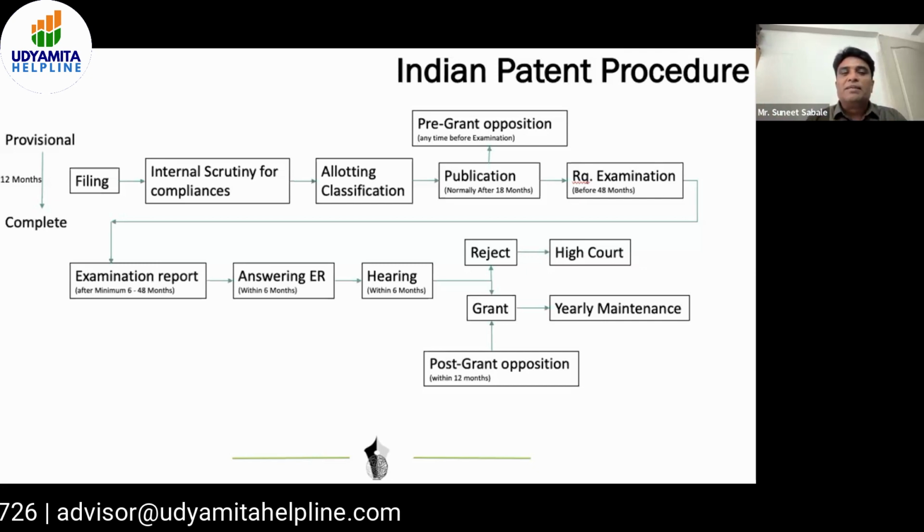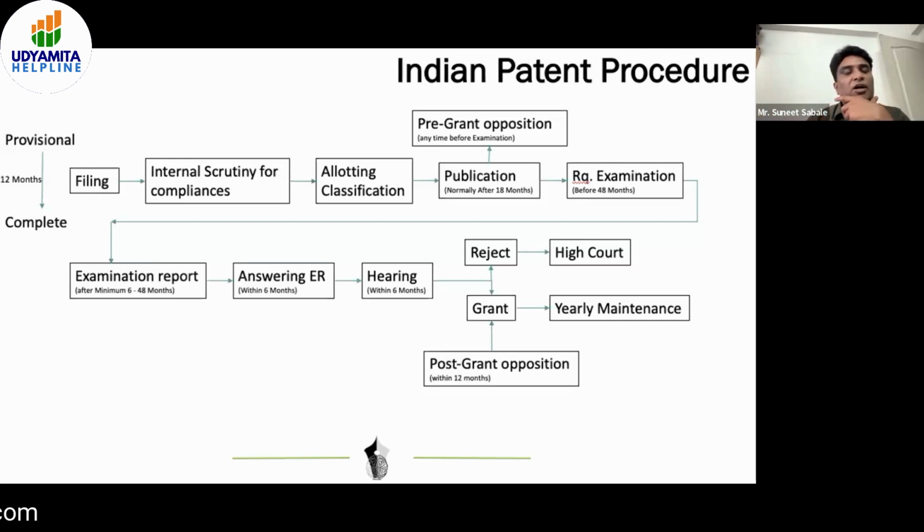So once you file a patent application, it goes through internal scrutiny for compliances. If your invention is related to defense technology, it may not be published, or it may be on hold. They may take more scrutiny. Okay, that may happen. Thereafter, classification is allotted so that your patent application is examined by the person who is from your technical domain. Okay, and then it goes for publication.